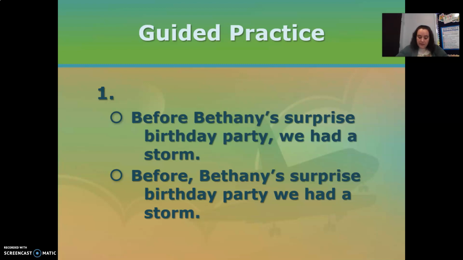Well, I see number 7 says after introductory words, such as yes, no, and well. Well, before isn't one of those choices. And then number 8 says after a long introductory phrase of 5 or more words. Well, before doesn't have 5 words, it's just 1. So we need to choose the first circle. You do not need a comma for before.